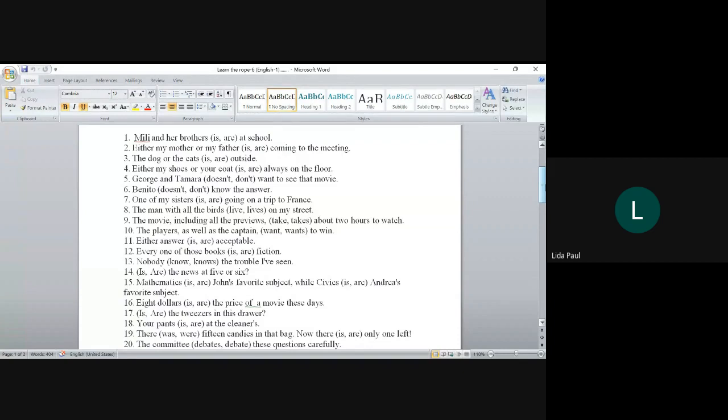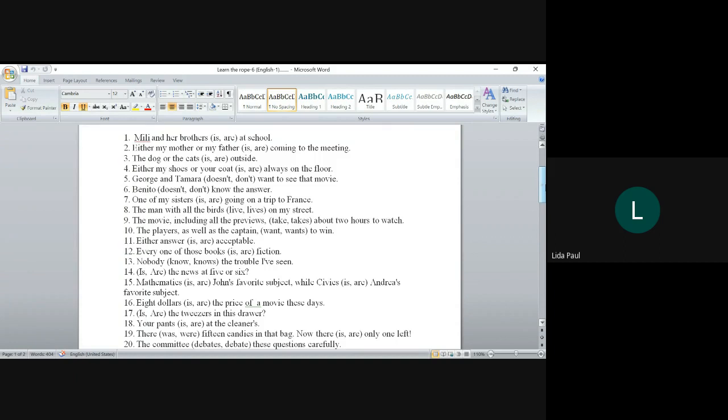See, look at it this way. You can remove "as well as the captain," or in the previous sentences "with all the birds," "including all the previews," and still have a grammatical sentence. You can say the man lives on my street. The movie takes about 2 hours to watch. The players want to win. You can take out that phrase that follows it and still have a grammatical sentence, right? So basically, it is not affecting any part. It is not participating in the grammar here anywhere. So that is the idea behind saying that it doesn't matter what interferes between the subject and the verb.